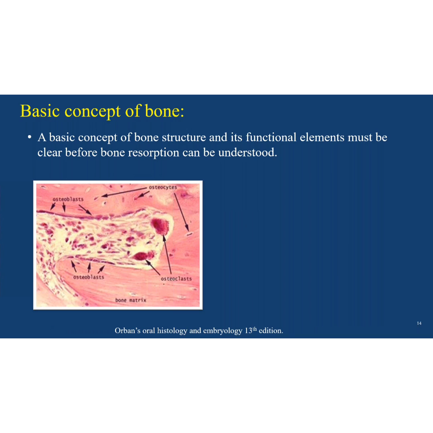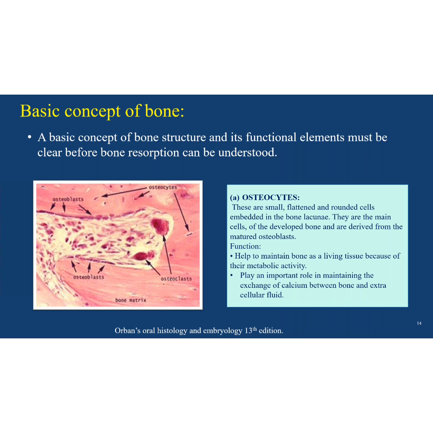The basic concept of bone structure and its functional elements must be clear before bone resorption can be understood. Osteocytes. These are small, flattened, rounded cells embedded in the bony lacunae. They are the main cells of the developed bone and are derived from mature osteoblasts. The main function of osteocytes is to maintain bone vitality. It also plays an important role in maintaining the exchange of calcium between bone and extracellular fluid.